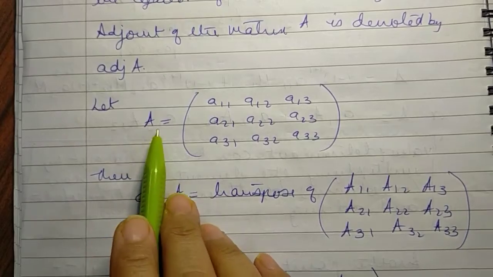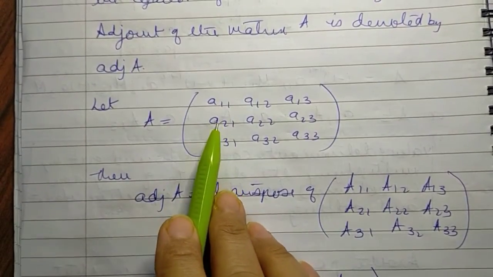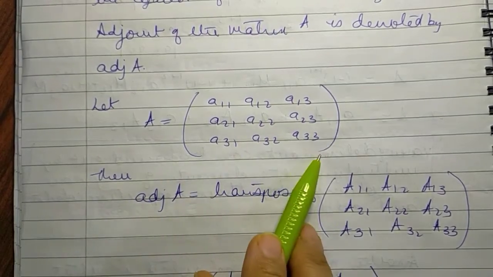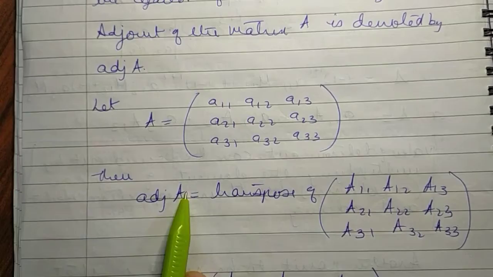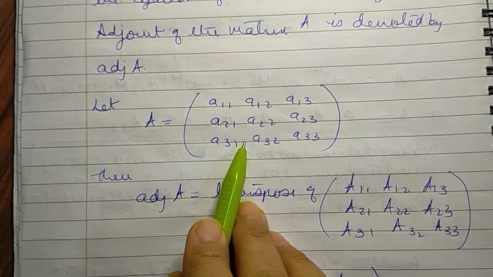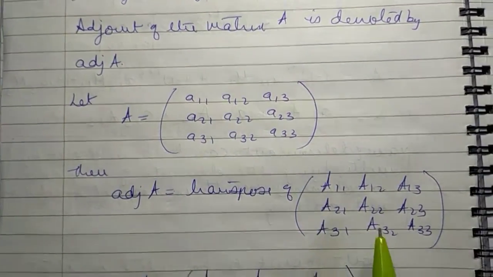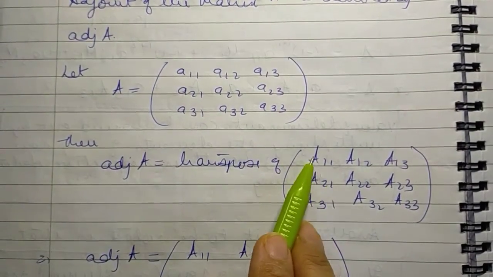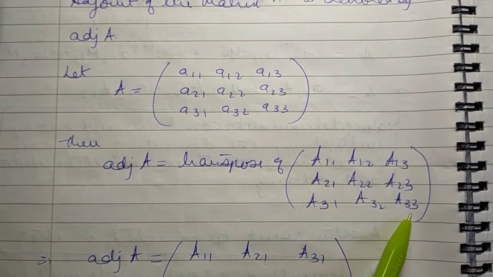Let A be given as this, that is, it has elements of the kind small aij, which can be written as this. It's a 3 by 3 matrix. Now the adjoint of this would be the transpose of the cofactor matrix. Now what is a cofactor matrix? Every element is replaced by its respective cofactor. So whatever the position, the cofactor of that element only is written in that position.